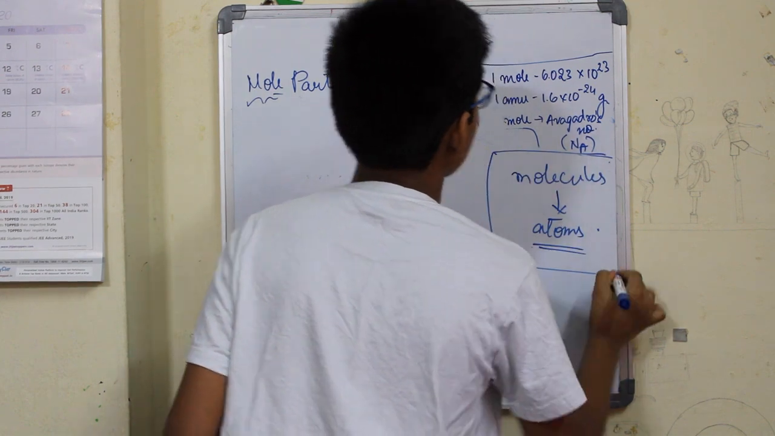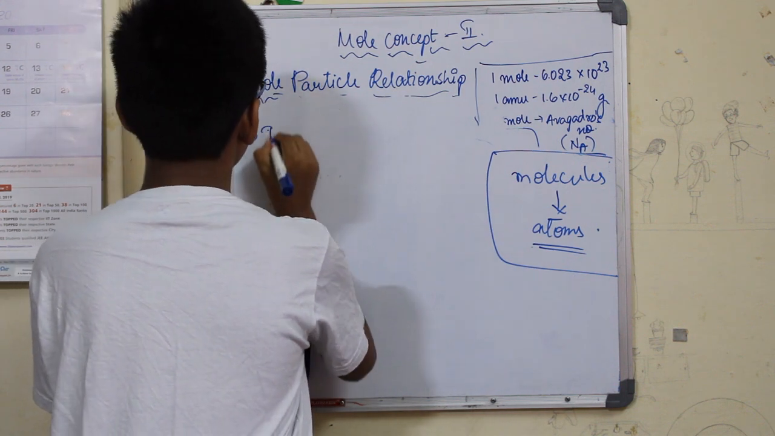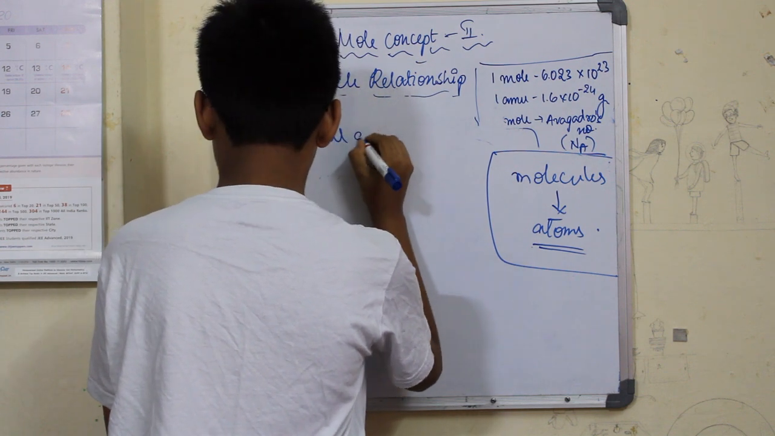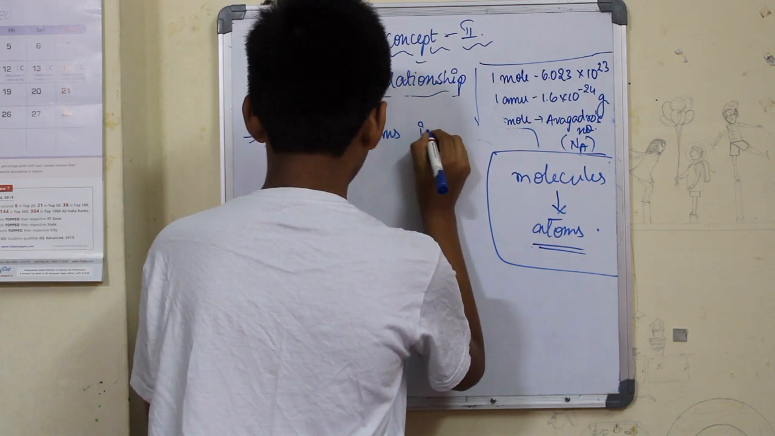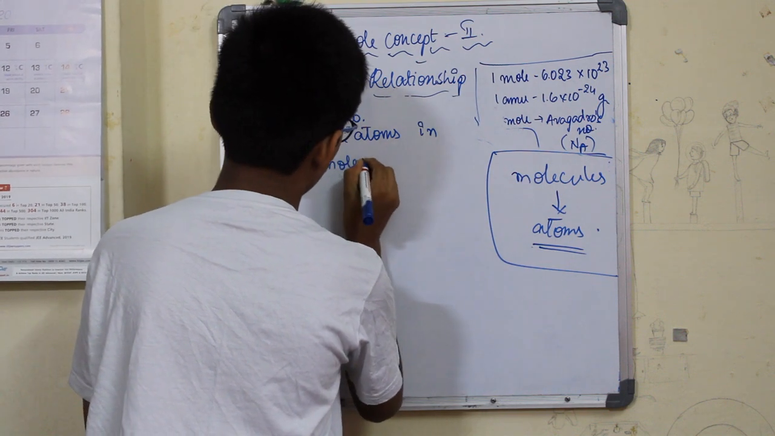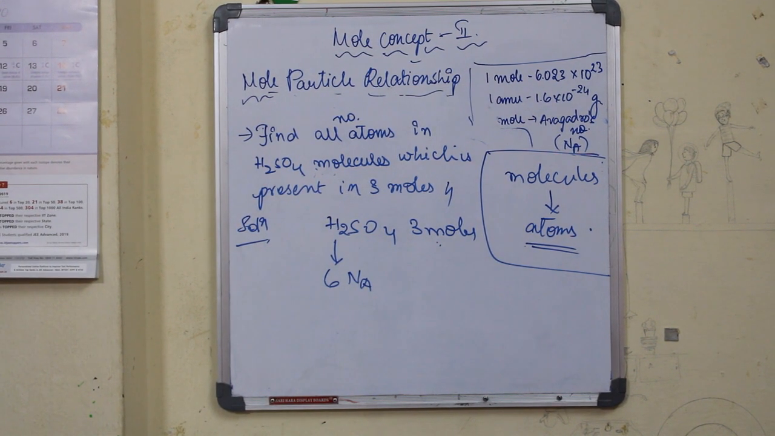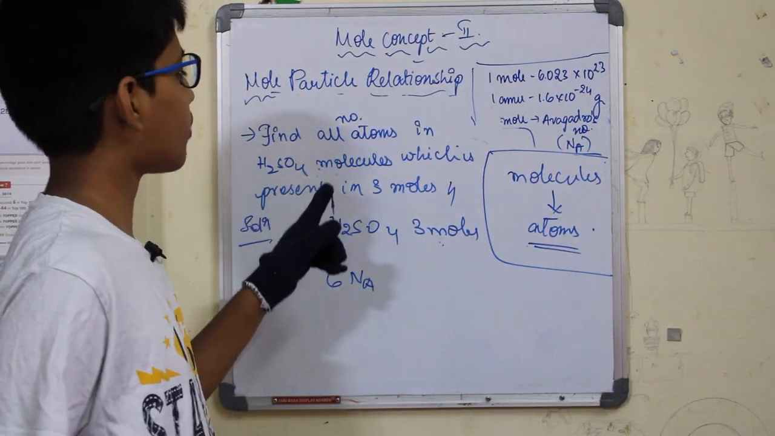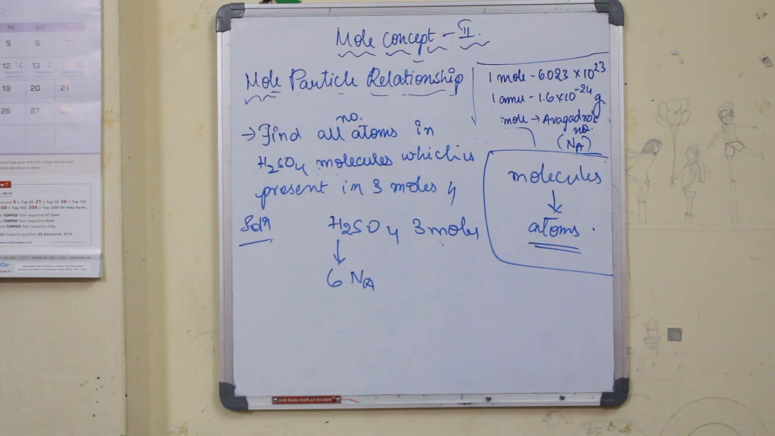Okay. Now very simply find all the number of atoms in H2SO4 molecules which is present in 3 moles. Sorry, there was a small problem. Now this was the question: find all the number of atoms in H2SO4 molecules present in 3 moles. Okay, so this is the only question.